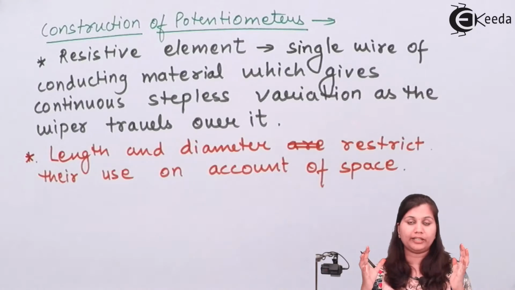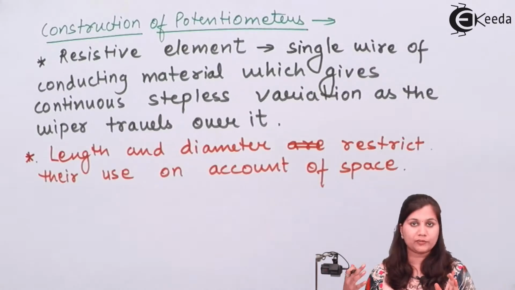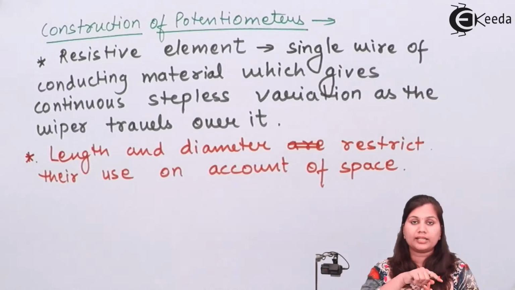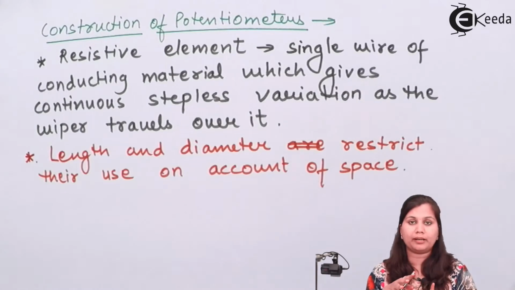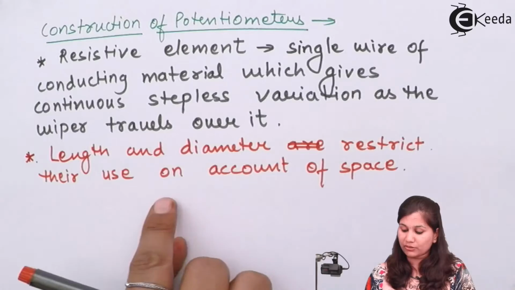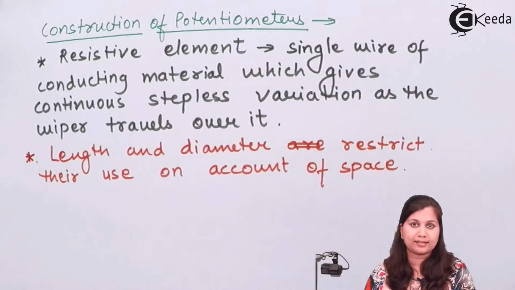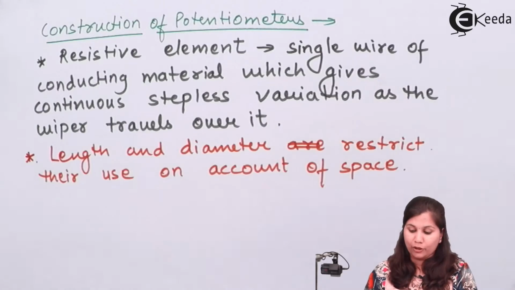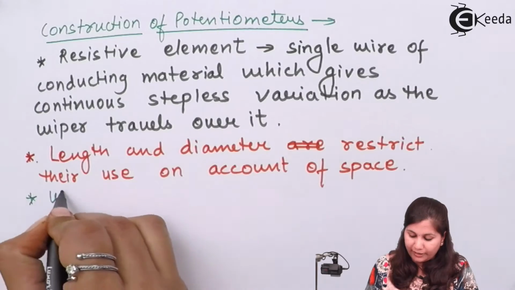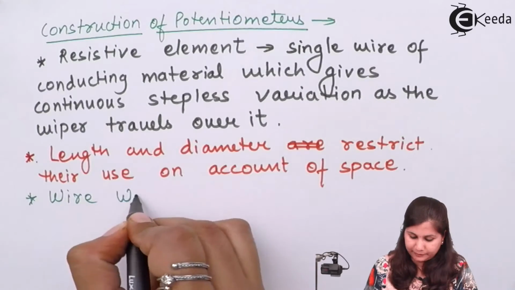over that insulated former, the resistive element is wound. Also, in the case of the rotational potentiometer, this resistive element has to be wound spirally or in a circular shape around the insulated former. So the length and diameter of these potentiometers restrict their use on account of space considerations, as they will acquire more space. So instead of doing this, we use wire wound potentiometers.